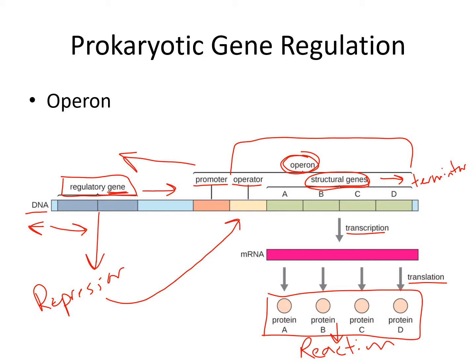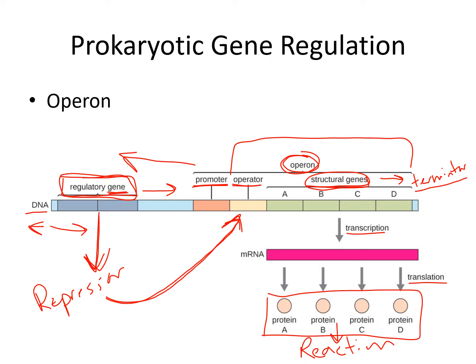Operon starts with upstream a regulatory gene that produces the repressor. And that repressor is a protein that binds to the operator. Then downstream of the regulatory gene, you have the promoter. Promoter is the sequence of DNA that the RNA polymerase binds to. Downstream of that is the operator, again where the repressor binds. Downstream of that you have the structural genes, and downstream of that the terminator.